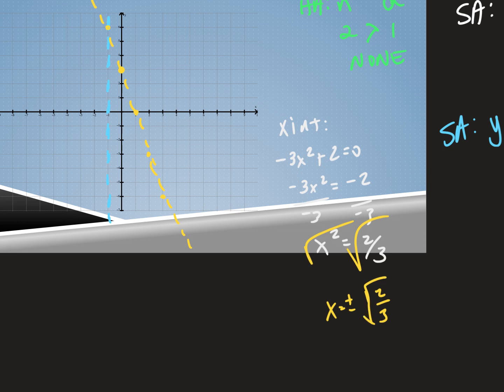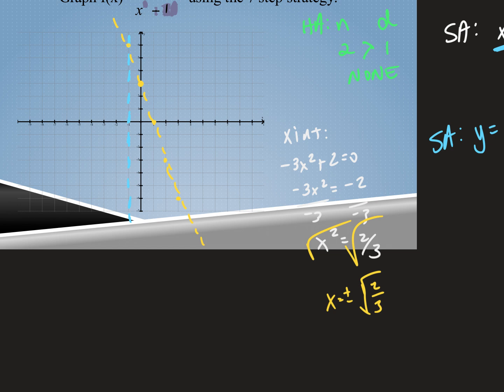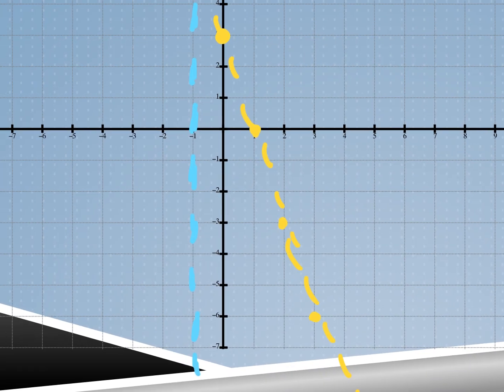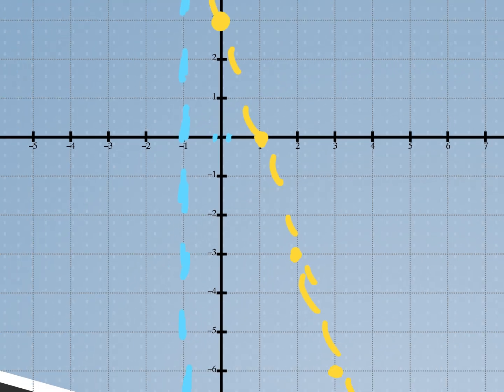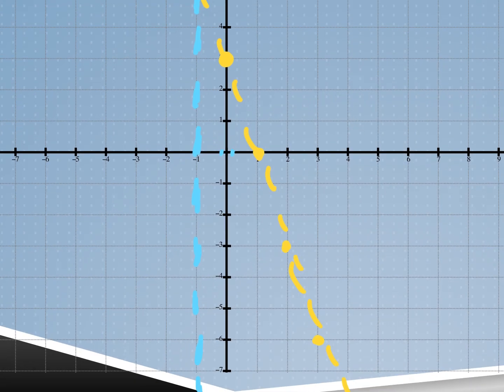Now, guys, I know that you're like, we can't have a radical in the denominator. The square root of 2/3, is that a huge number or is it teeny tiny? It's small, right? So this graph is going to cross the x-axis like here-ish. You need the general area. Plus and minus square root of 2 over 3. It's tiny, tiny, tiny. But you have to understand the general area.